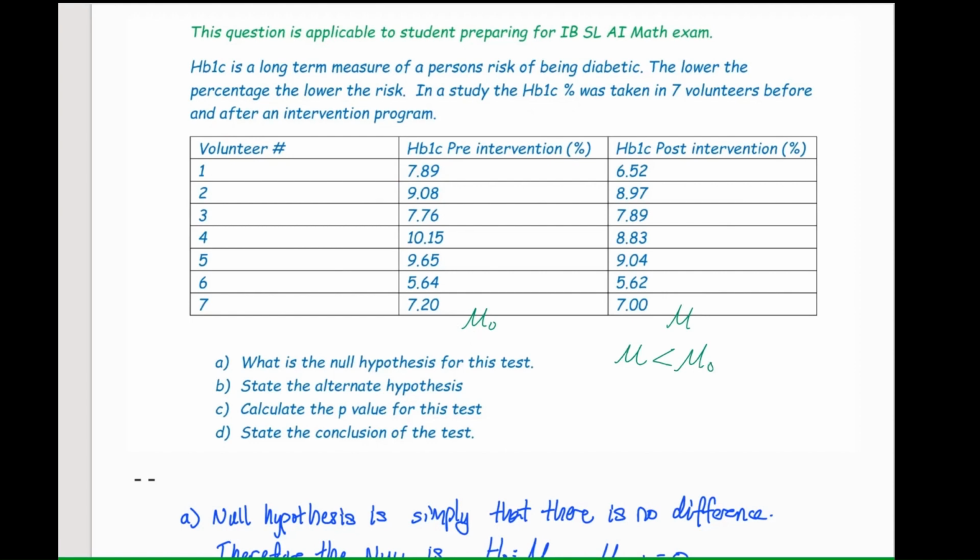What is the null hypothesis for this test? Now, before we come to that, what test are we going to use? Because we are having the same sample, in this case, our sample is a human being, the volunteer himself, we can use a paired t-test. If the sample is different, we will have to use a two sample t-test, which we will do in another question.